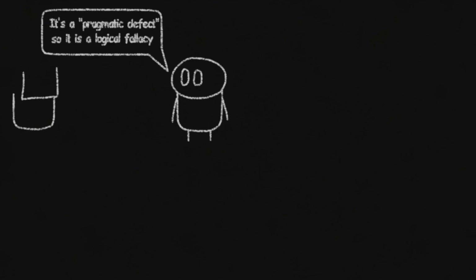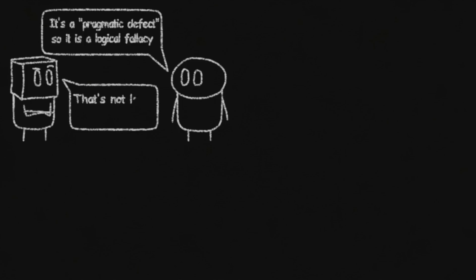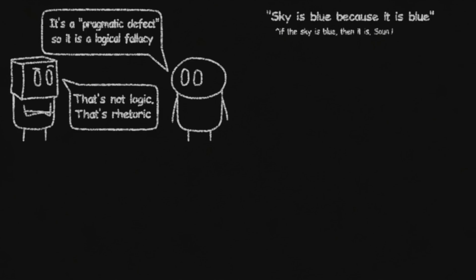For example, other sources will say that circular reasoning is a pragmatic defect, that it fails to persuade. But that is all despite the fact that they are still trying to contend that it is, in fact, a logical fallacy, but it's clearly not. Whether or not someone is convinced or persuaded by an argument does not make something a logical fallacy. That makes it a rhetorical fallacy. A logical fallacy is a flaw in reasoning. Saying that the sky is blue because it is blue is not a flaw in reasoning, it's just not a very convincing argument.